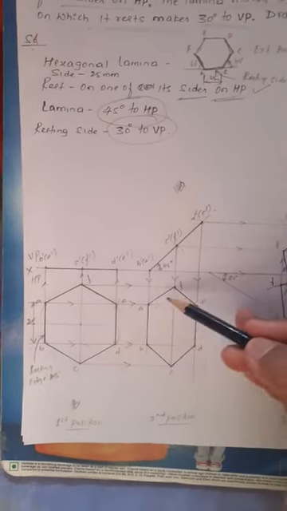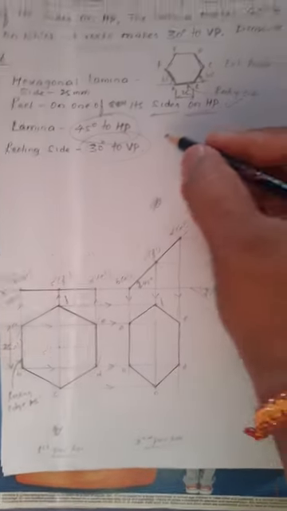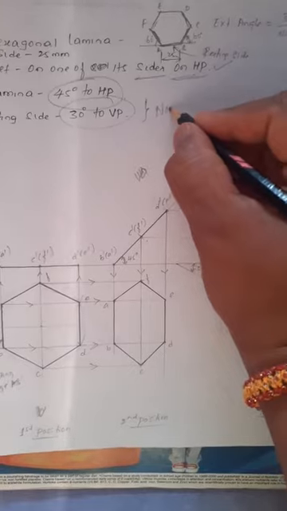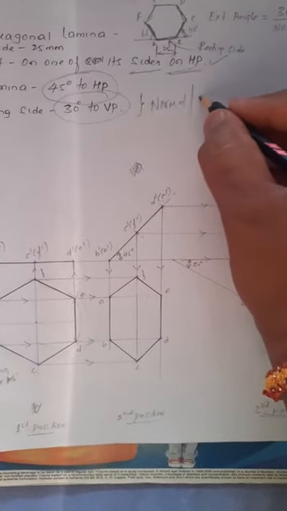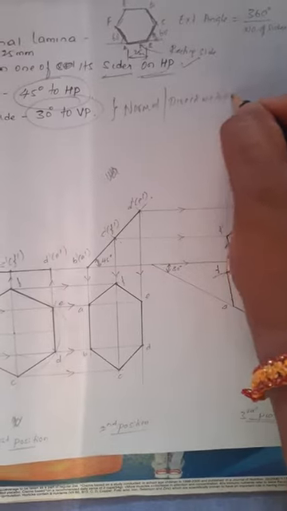AB in first position, AB in second position. Does the dimension change? No. When the dimension does not change, under which method does it come? Normal or direct method. Right?